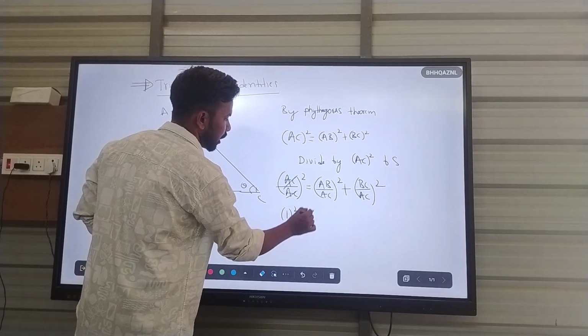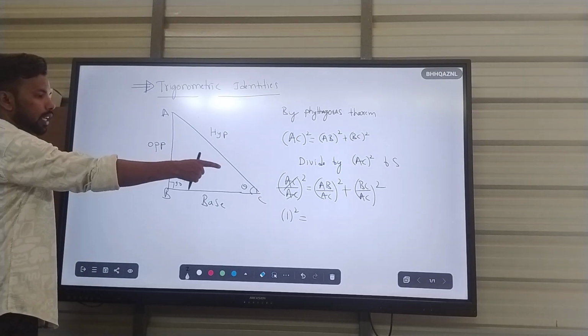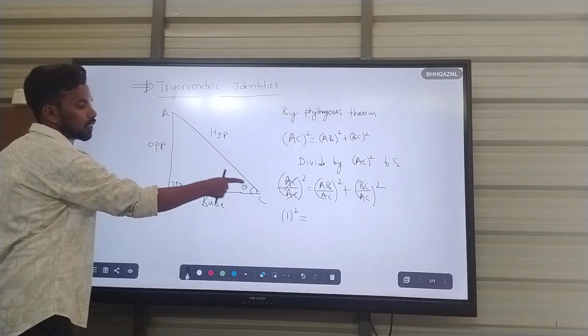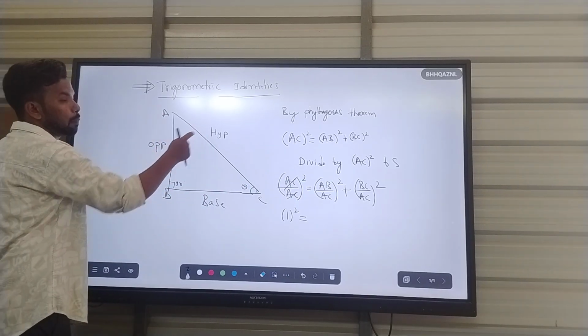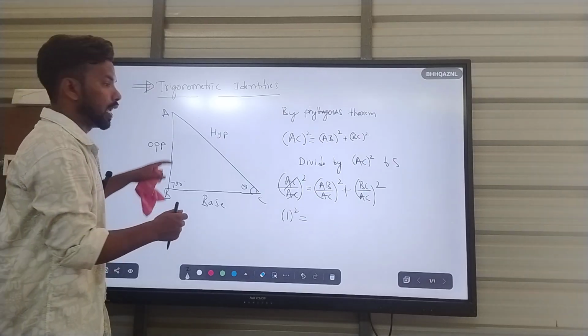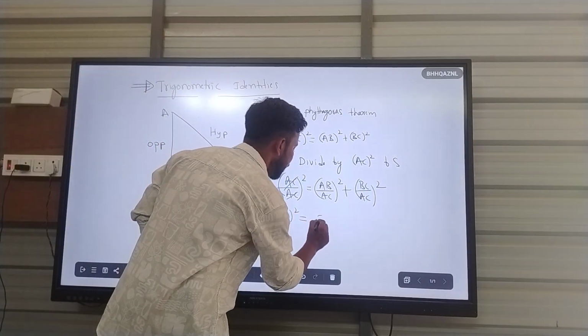So AC by AC whole square is equal to AB by AC whole square plus BC by AC whole square. AC square cancels. Here what is left? 1 equals AB by AC whole square. Which trigonometric function formula is that? AB by AC is opposite by hypotenuse, which is sin theta.